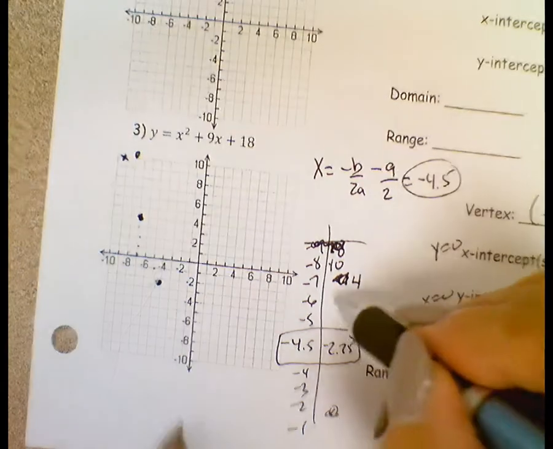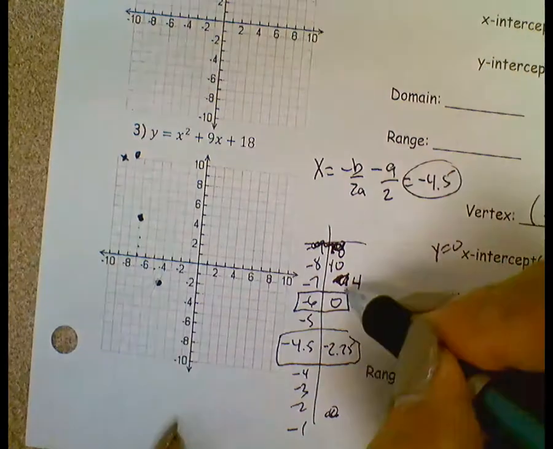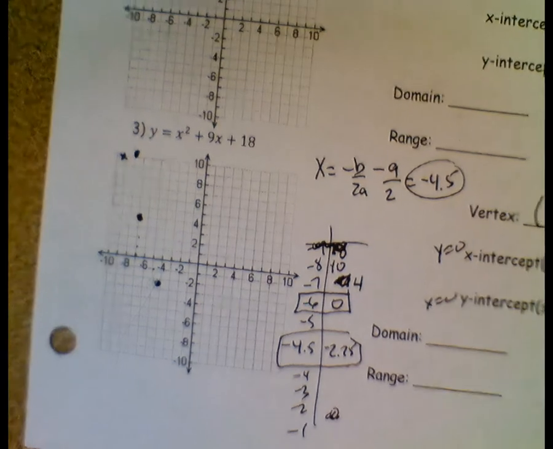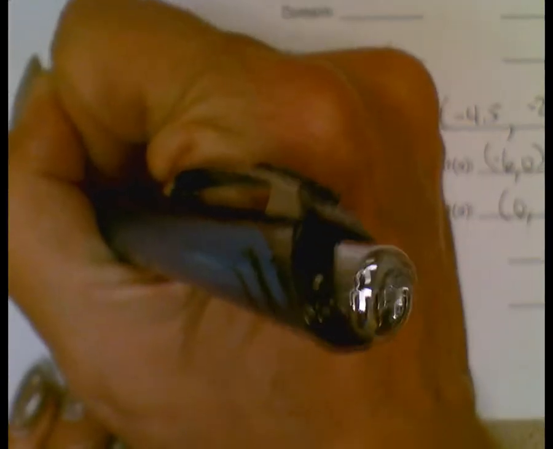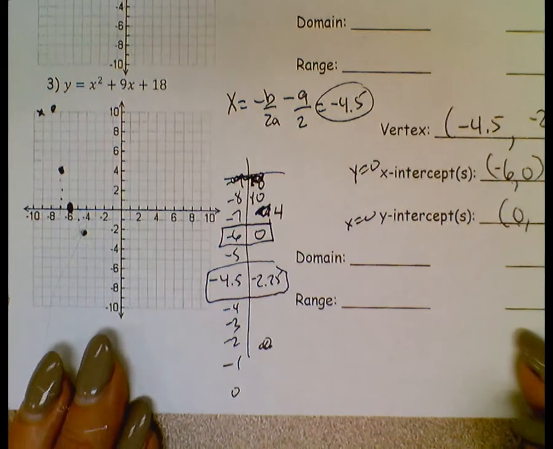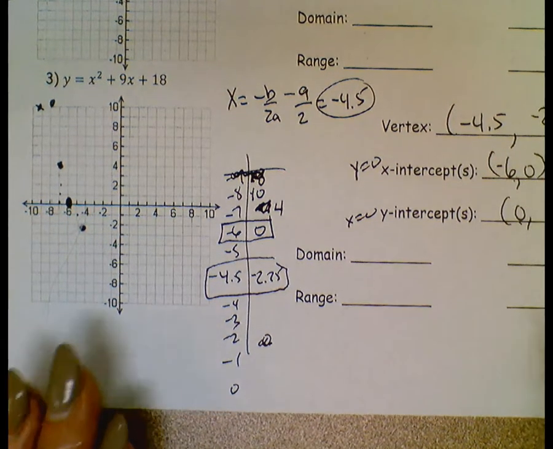-6, 0. Oh, this is a good point. Which one is this? It's an x-intercept. So come up here and write -6, 0 here. That's one of your x-intercepts. And when you plot it, you see how it hits the x-axis? That's an x-intercept. So that's an important one.